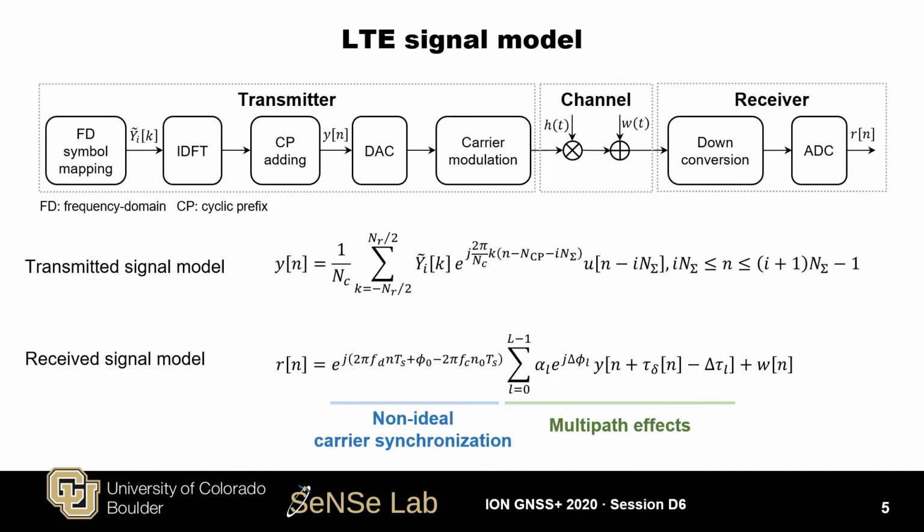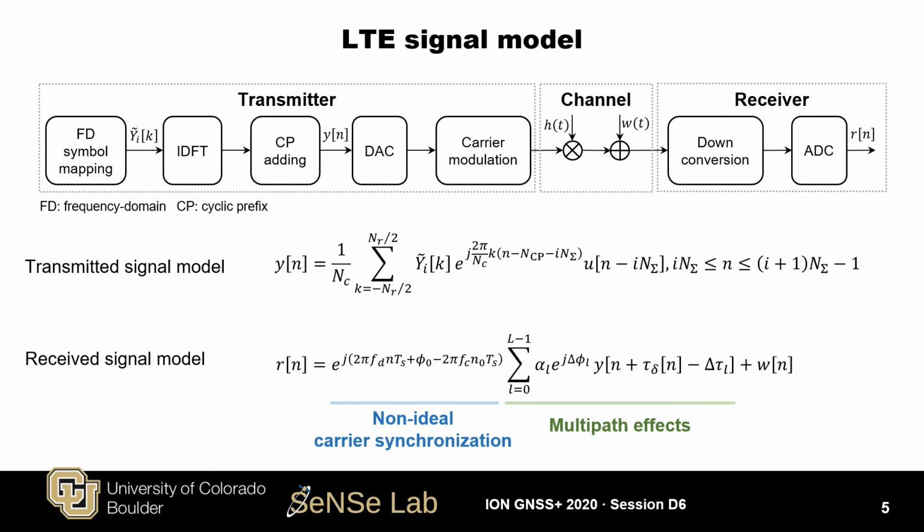At first, I would like to talk a little bit about the LTE signal model. Here is a schematic of how to generate the LTE signal as a transmitter and obtain the baseband signal as a receiver. As a transmitter, a core step is to convert the frequency domain transmitted symbols to a time domain sequence through an inverse discrete Fourier transform along with cyclic prefix addition. Considering both the multipath propagation channel and thermal noise, the received signal model is shown at the bottom.